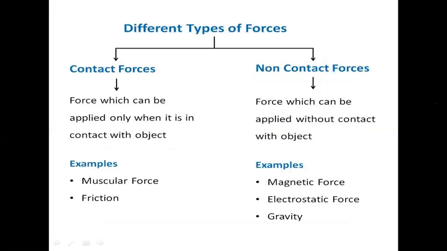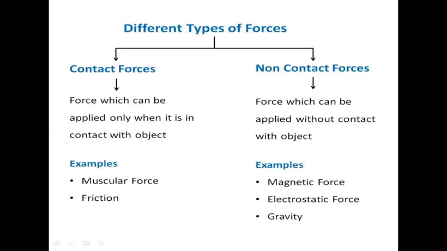Now, moving further, let's discuss the different types of forces. On the basis of nature of the interaction between two or more objects, force can be classified into two types. First is the contact force, and second is the non-contact force. Contact forces are the forces which can be applied only when in contact with another object. So, in these types of forces, contact between two objects is a necessary condition. Examples of contact forces include muscular force and friction.